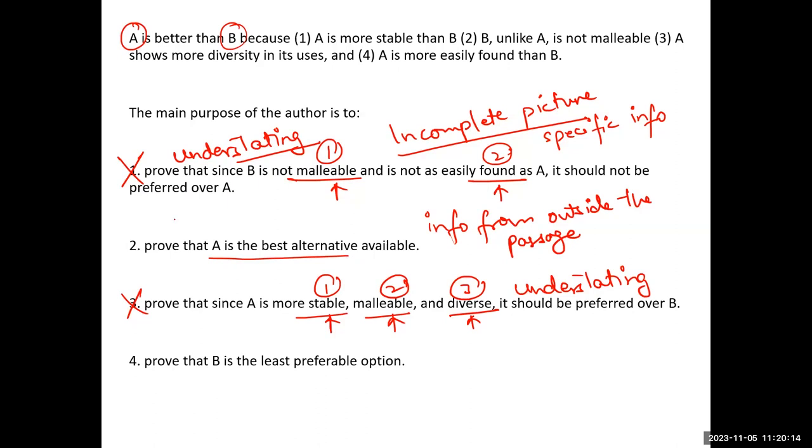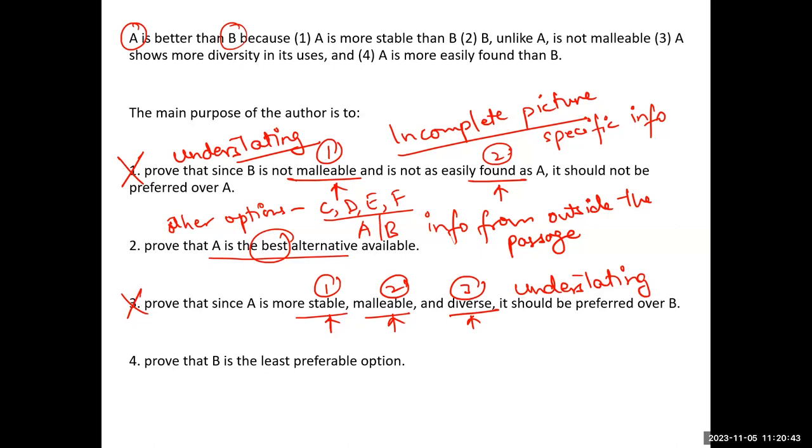you need to know, are there other options available? Are there other options like C, D, E, F available? If these are available, then you need to compare them with A and B. Only then you can say that A is the best alternative available. The passage never says that only two options are available, A and B. The passage is just making a comparison between A and B.